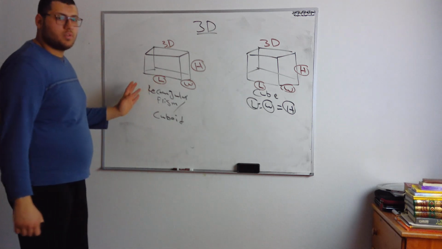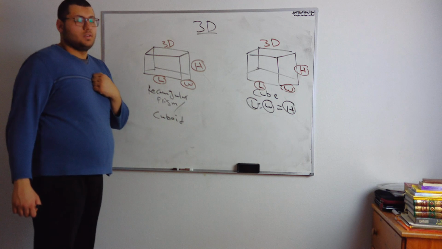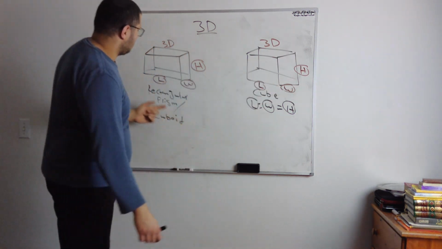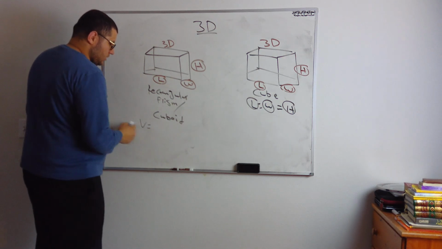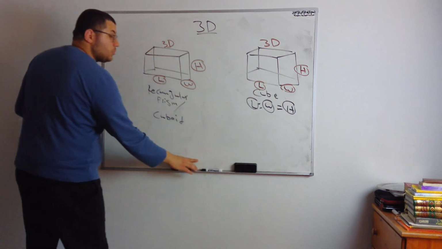In a rectangular prism, they're not necessarily equal to each other. The length can be different than the width, which can be different than the height. And you can even tell by the image here. All the dimensions look the same, right? And so, saying that they're almost the same thing, they have the same way of finding the volume.